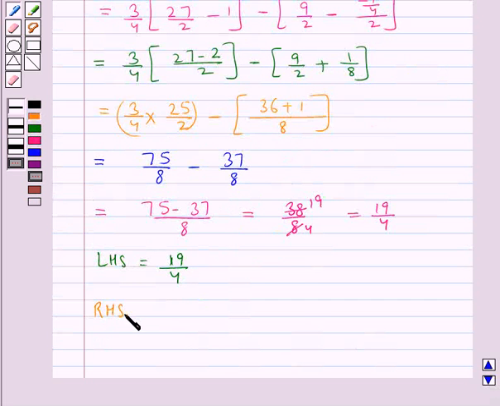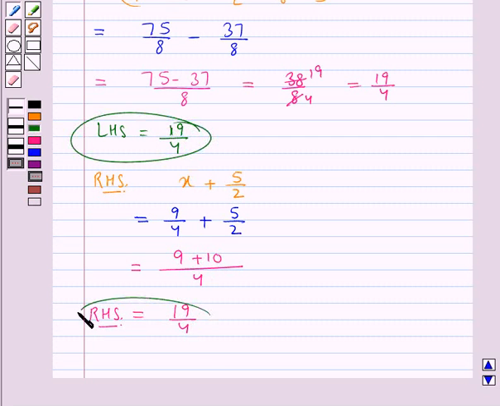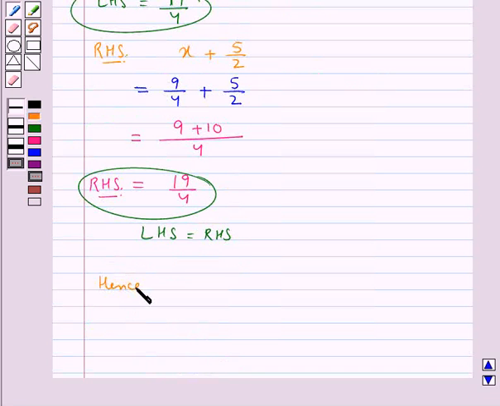Now, let's consider the RHS, which is x plus 5 upon 2. Now we substitute x equal to 9 upon 4 in this. So this would be equal to 9 upon 4 plus 5 upon 2. Now the LCM of 2 and 4 is 4. So this would be equal to (9 plus 10) upon 4 equal to 19 upon 4. This is the RHS. So, as you can see, LHS and the RHS are equal. Hence, we say x equal to 9 upon 4 is a solution of the given equation.